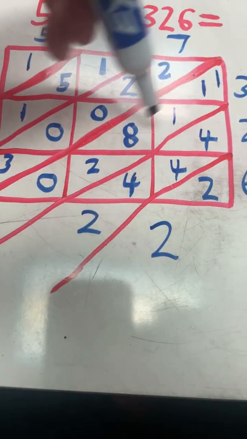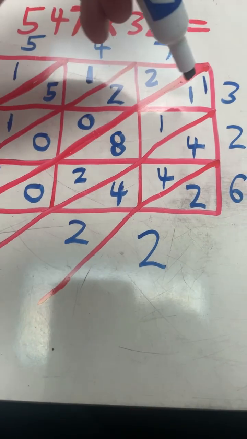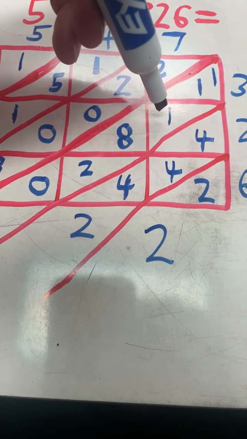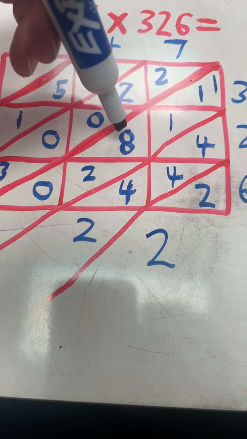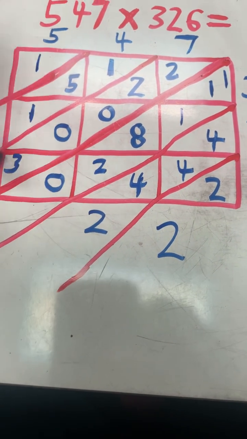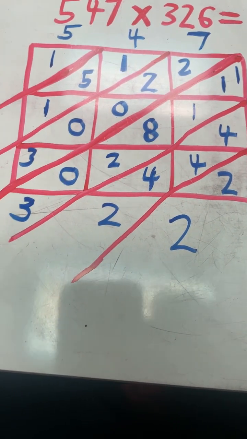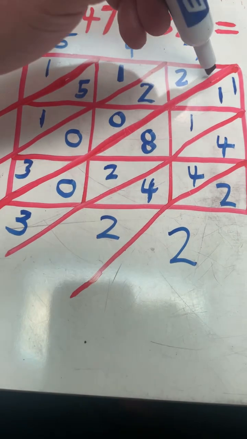Next, we're adding up all of the numbers within these two lines. 1 plus 1 equals 2, plus 1 equals 3, plus 8 equals 11, plus 2 equals 13, plus 0 equals 13. So again, we're going to regroup. So the 3 in 13 goes here. The 1 gets carried over.